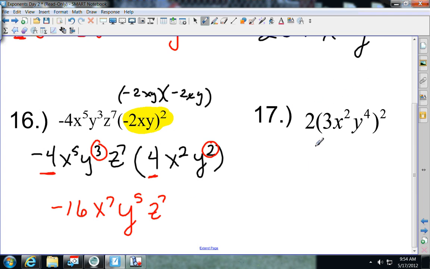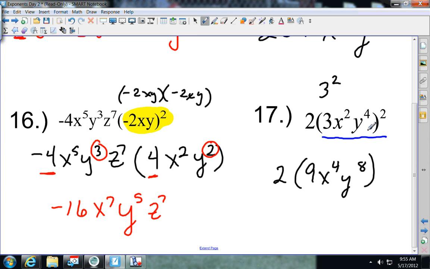The very last one in this set, you'll do this part. You're going to leave this 2 till the very end, so I'm going to have this 2 outside the parentheses. Again, this is 3 squared, I should have 9. X to the second power raised to the second power. Multiply those exponents, 2 times 2 is 4. Y to the 8th, because 4 times 2, when it's a power to a power, we multiply. Now multiply these two numbers, so I get 18, x to the 4th, y to the 8th.